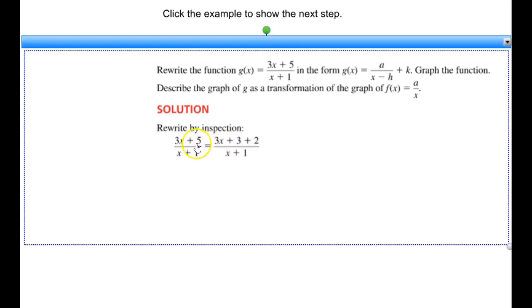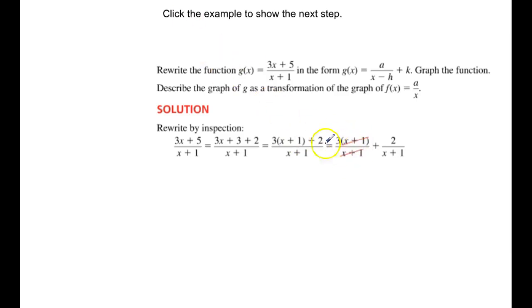Okay? So what I can do is I can break this 5 into 2 pieces, because 3 plus 2 is the same thing as 5. This is very similar to factoring by grouping, which is actually what we're doing here. So I broke this down because I know I have a 3 here now and a 3 here. So I can factor that 3 out. And then I see I have something common in my numerator and my denominator, which ends up being my x plus 1.